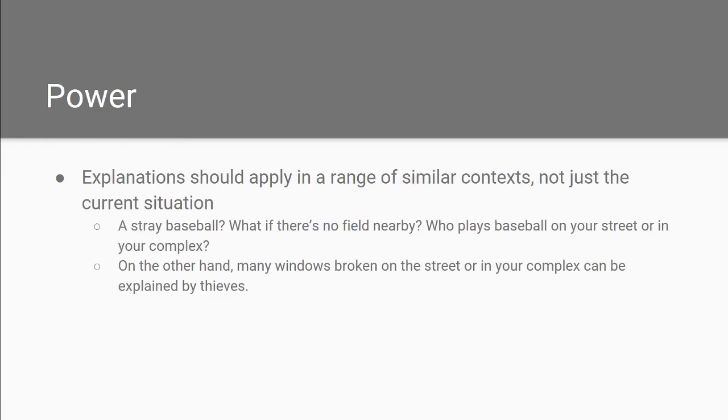Now let's look at power. A good example would be the stray baseball. The stray baseball scenario is supposed to explain the breaking of the car window. Well, what if there's no baseball field nearby? Maybe you parked on the street or you're in your apartment complex. The next question: who plays baseball on your street or in your complex? Now, on the other hand, maybe here's another explanation. Many windows broken on the street or in your complex can be explained by thieves. So the second explanation, that many windows broken on the street or in your complex are explained by thieves, is a more powerful explanation. Does that make sense?